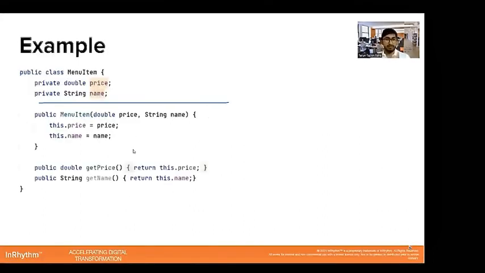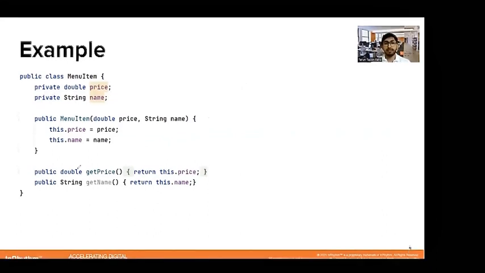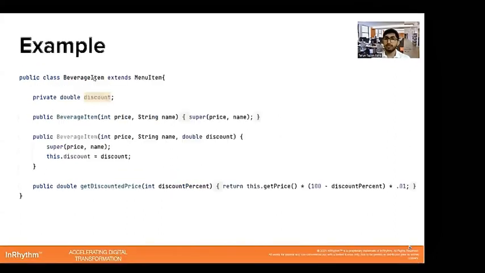Now let's look at this example. Say we are building an app for a restaurant, and we have a menu item, right? Menu item has a price and a name, and simple getters method, where basically getting the price, right? Now we have another item which is similar to menu item, but it's a beverage item, but it has a discount running, right? And we are of course selling it at a discounted price.